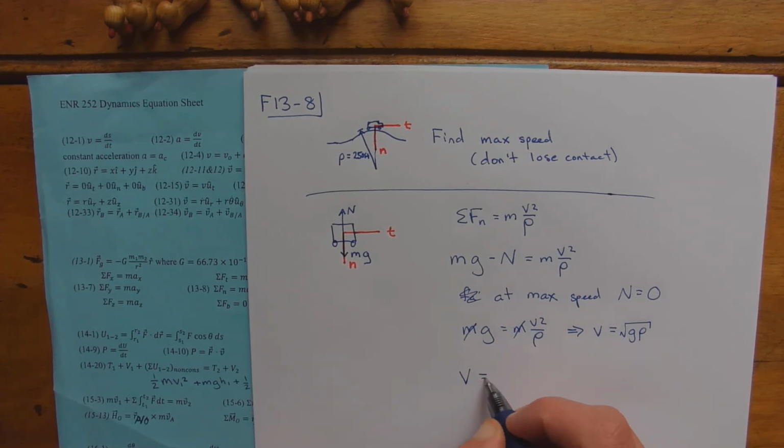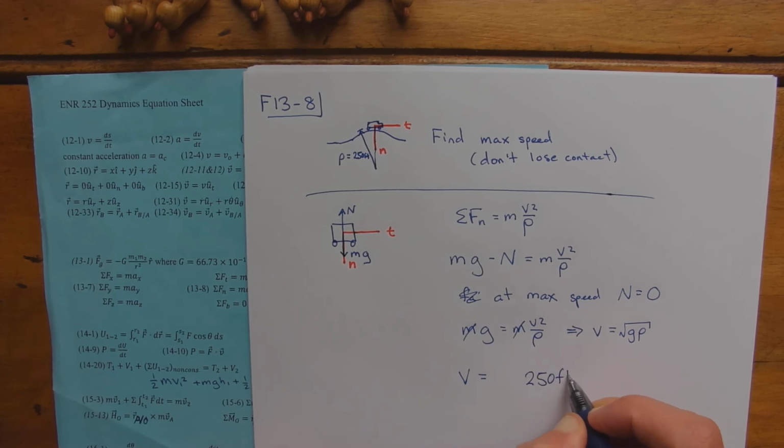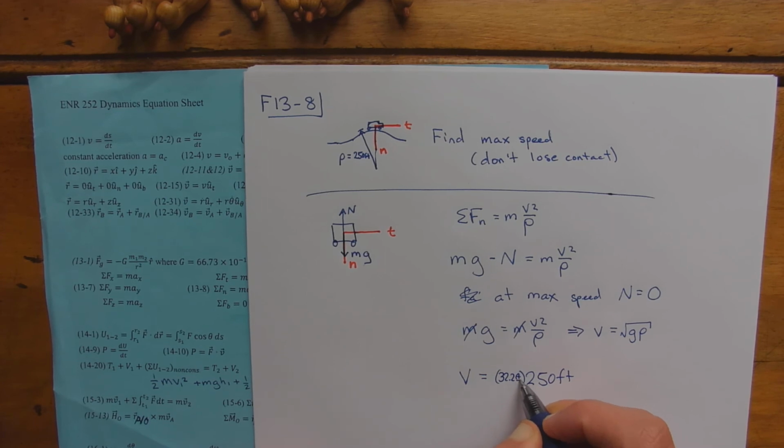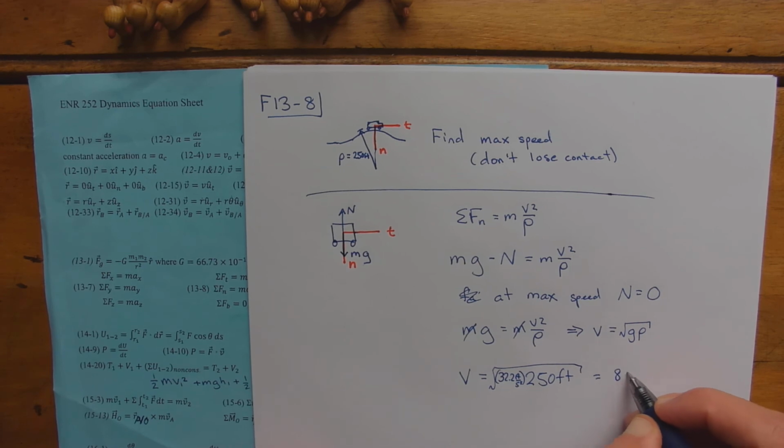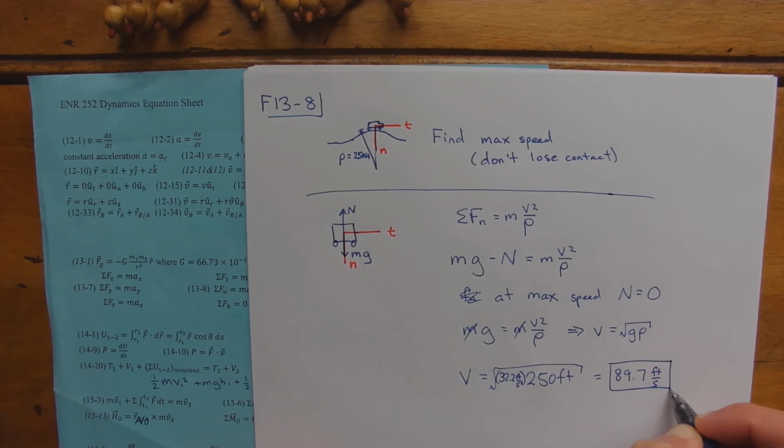Okay, and we have the radius given to us, that's 250 feet, which means for g we want to use 32.2 feet per second squared. And that gives us the square root of 8,050 feet squared per second squared, which is 89.7 feet per second. And that is the answer for problem 8.